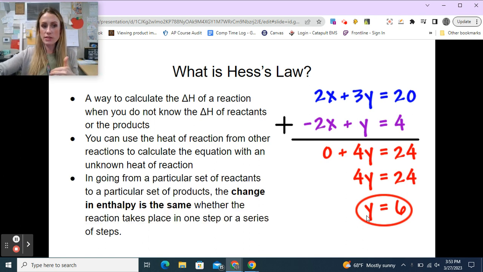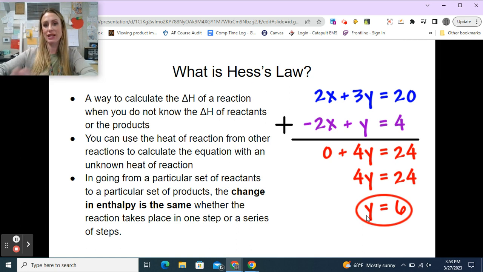Now, the reason this works is that because we're going from a particular set of reactants to a particular set of products, the change in enthalpy will be the same whether the reaction takes place in one step or a series of steps. So it could be multiple steps. You could be going through all of these different reactions to get to your products. And then what we'll end up doing is adding all of the enthalpies together at the end, and you'll see that things cancel out as well.